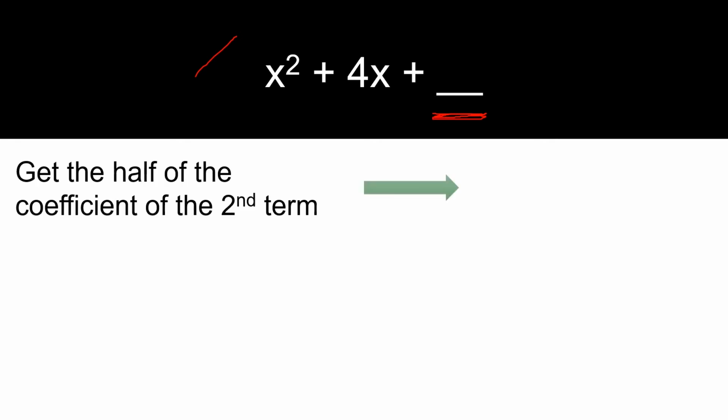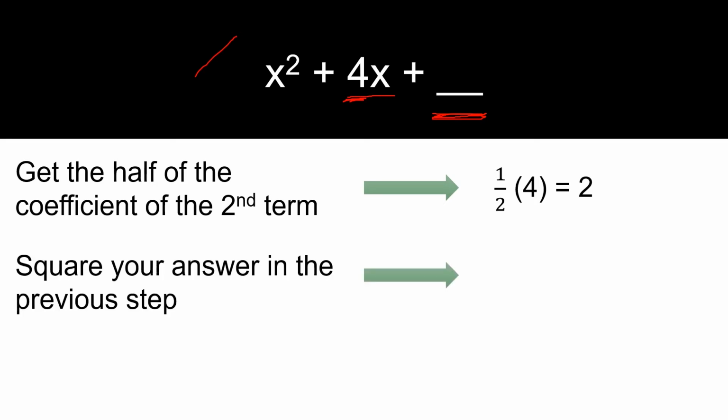First, we need to get the half of the coefficient of the second term. So yung second term natin dito would be 4x, at yung numerical coefficient dito would be 4. So kukunin natin yung kalahati ni 4. So that would be 1 half of 4, or 1 half times 4, that is equal to 2.